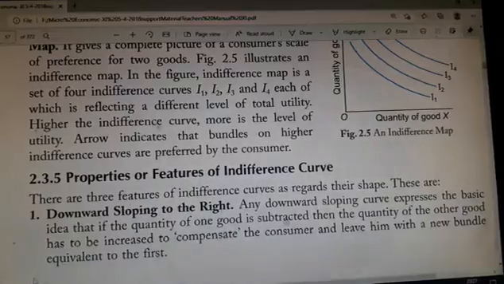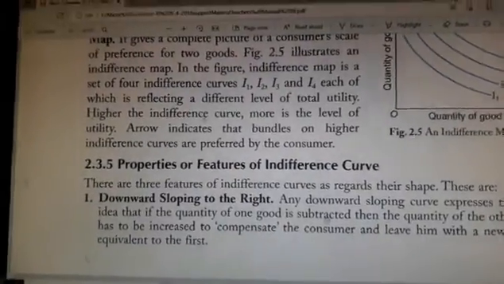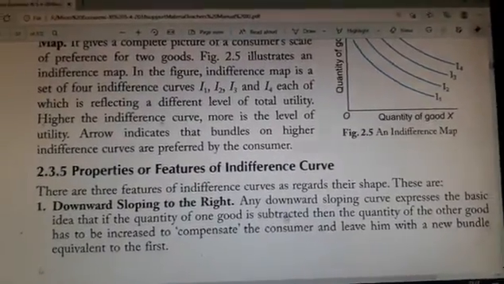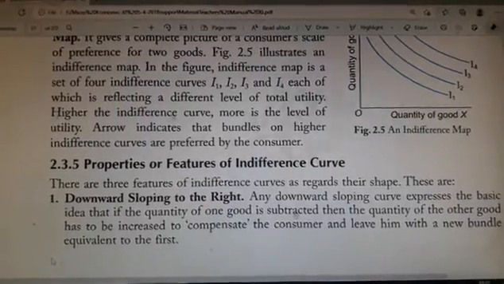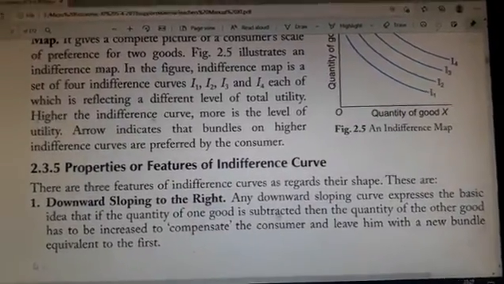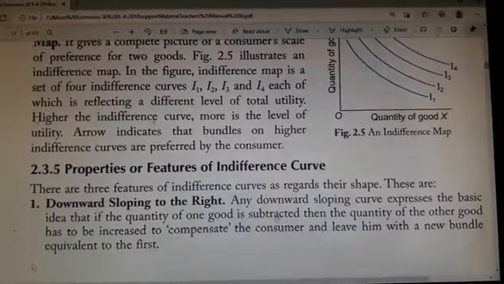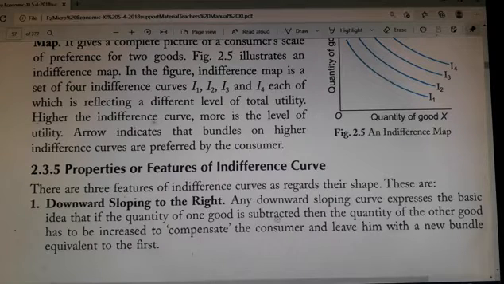Morning class. Today we'll do the properties of indifference curve. Yesterday we spoke about what indifference curve is. In our previous video, we understood that it shows the combination of two commodities, and on one single indifference curve, whichever combination you are in, it gives you the same satisfaction. And a set of indifference curves is known as an indifference map.